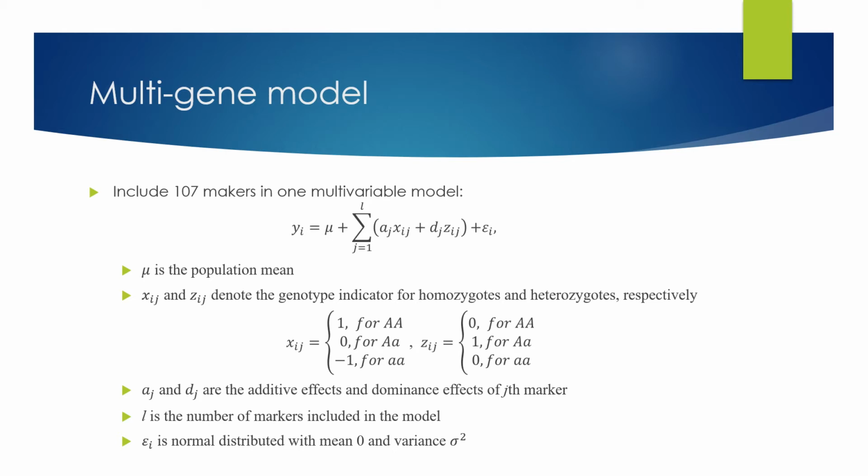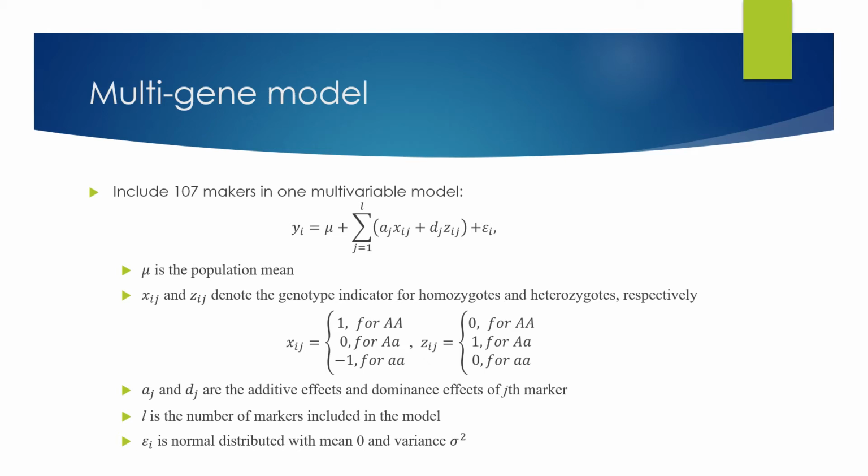So since we have defined the single marker model, now we can extend it to the multivariable model, because in real data, we are not just interested in a single marker. We need to include all the markers together in one model to see which ones are associated with the phenotype, the trait.